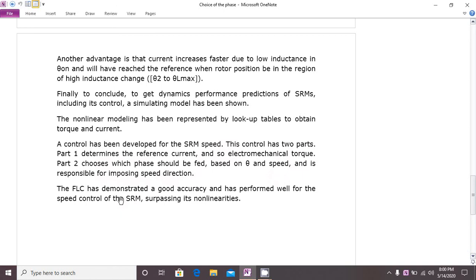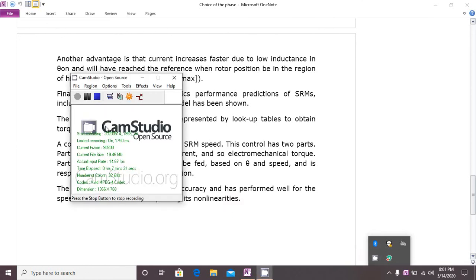The fuzzy logic control has demonstrated good accuracy and has performed well for the speed control of the SRM, overcoming its non-linearities. So this is the fuzzy logic control for switched reluctance motor speed. We discussed two parts: the first part is for current reference setting, and the second part is about choosing which phase to be fed. This is the topic of the second application of fuzzy logic control in electrical applications.